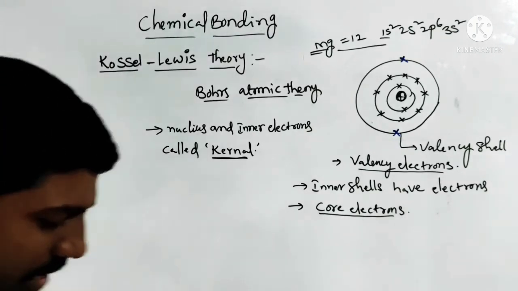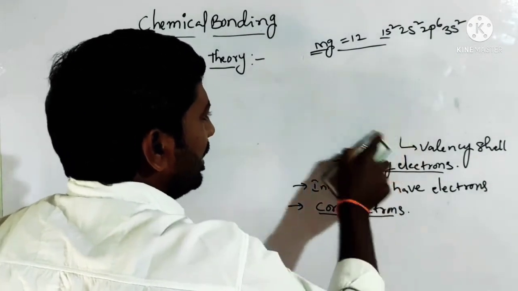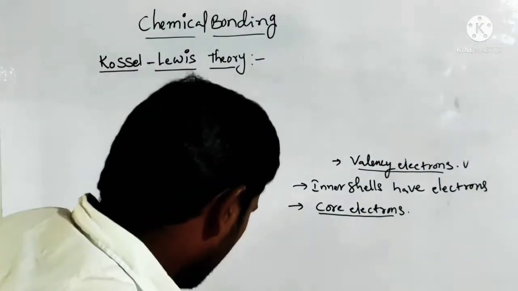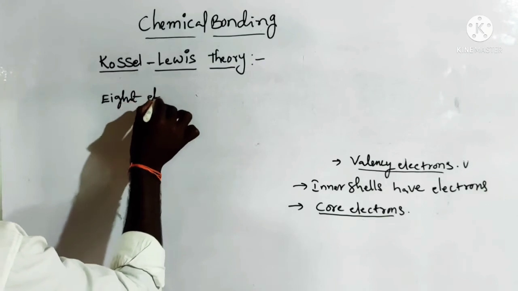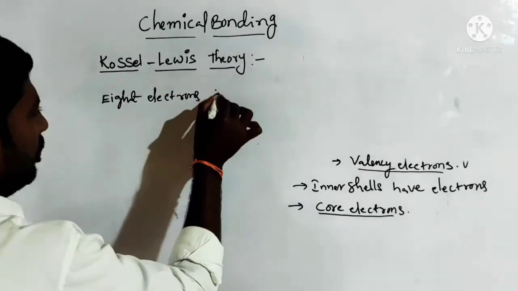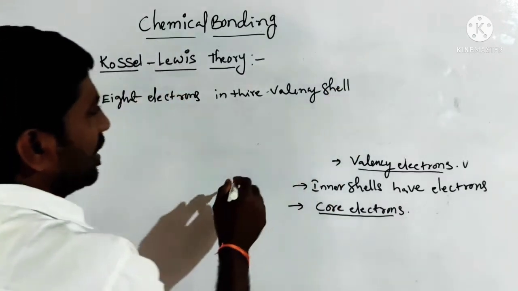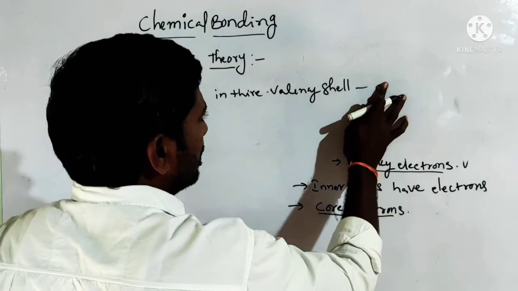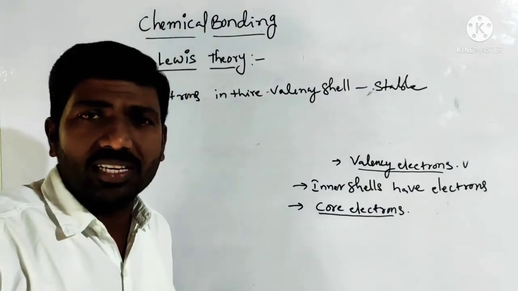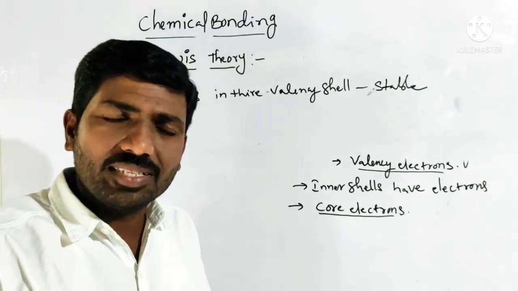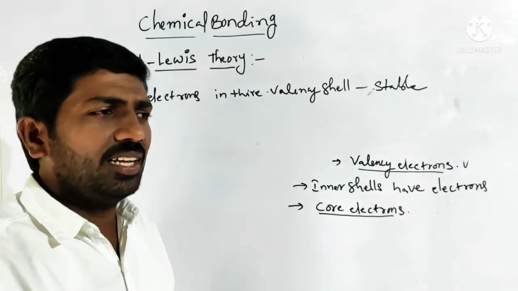Next, elements with 8 electrons in their valency shell are stable. Every element tries to attain the noble gas configuration, so 8 electrons in the valency shell means it is very stable. Based on that, every element loses electrons, gains electrons, or shares electrons between them, and based on that, different types of bonds are formed.